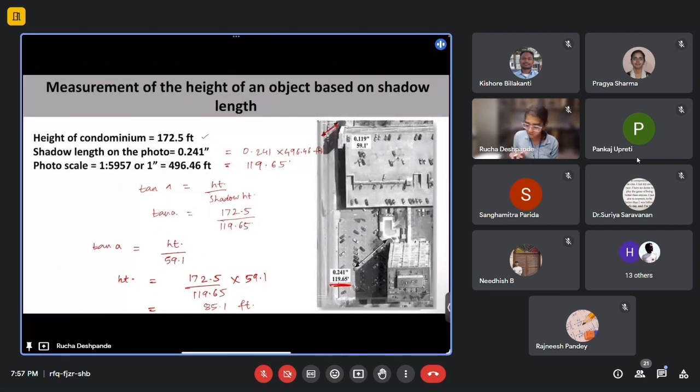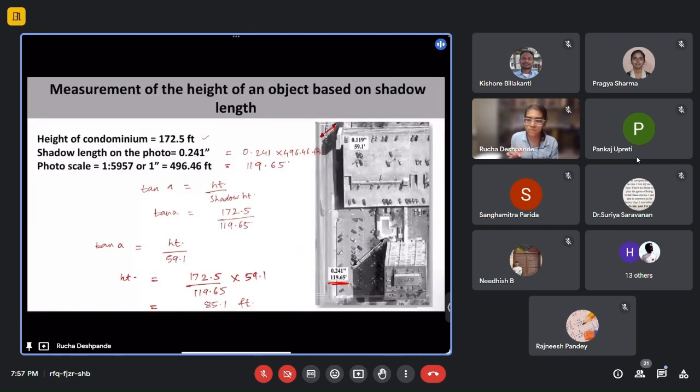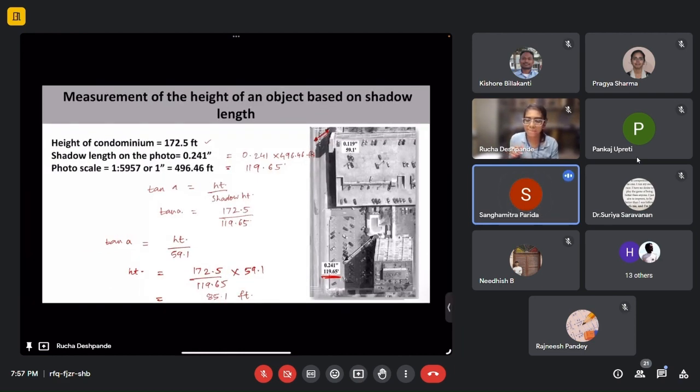Okay, so we will stop here for today's problem solving session. You told something regarding that solar value, that it is the same for all scenes. Will you repeat that sentence?